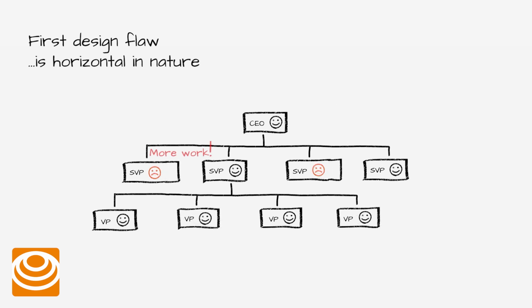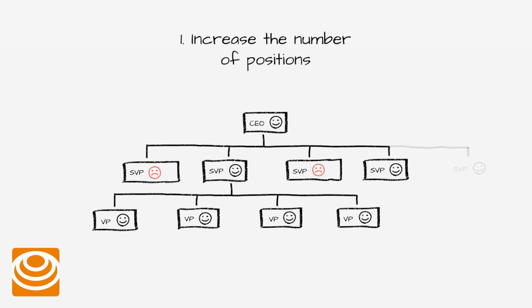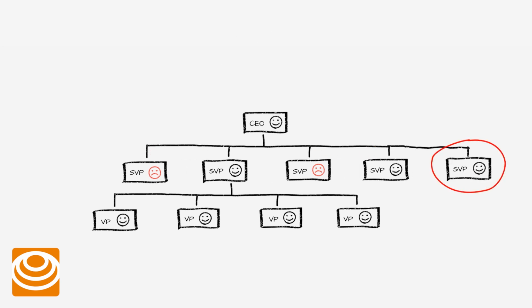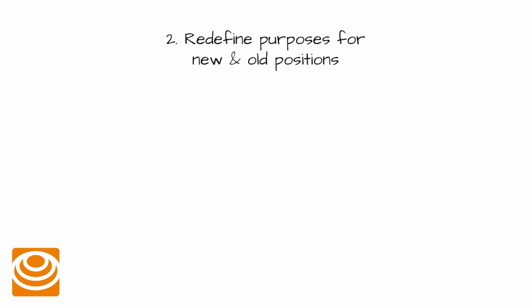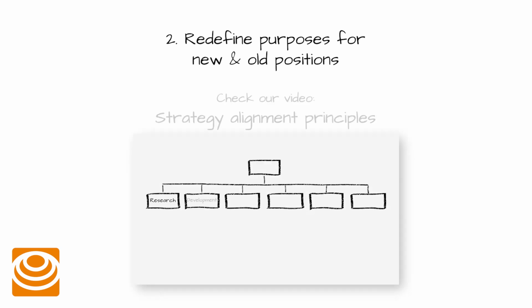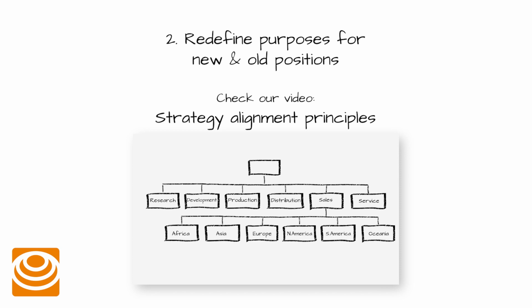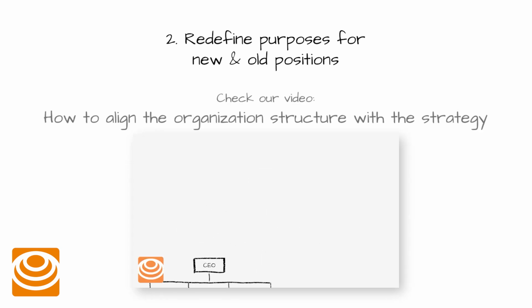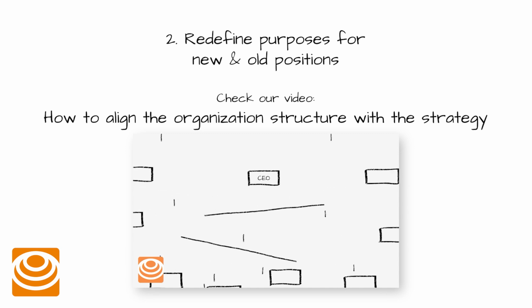If the overload cannot be moved to other layers, we must go back to the organization design drawing board and 1. Increase the number of positions. 2. Redefine purposes for new as well as old positions to ensure that none of them overlap with each other and that each position mirrors an aspect of the boss's ambition.